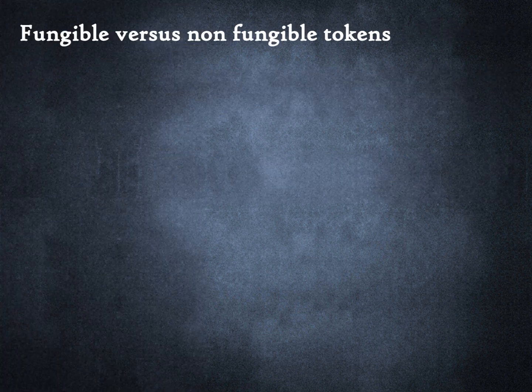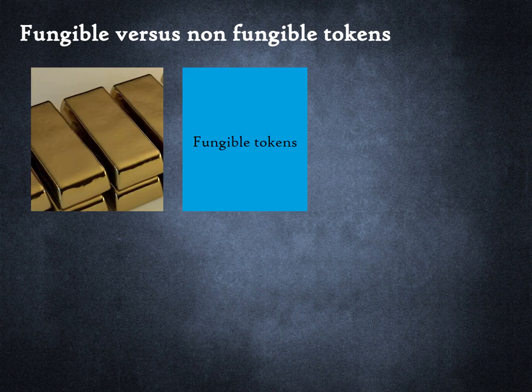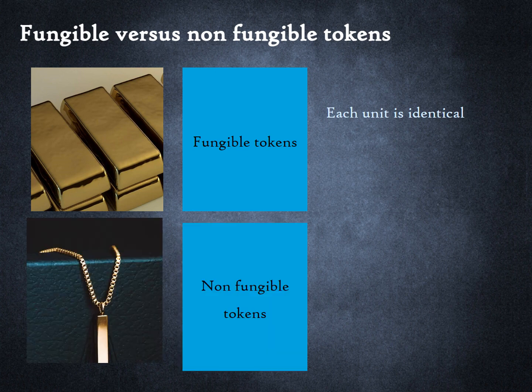So far in this course, we have only dealt with fungible tokens. Fungible tokens are tokens where all units are alike. A physical world example is gold ingots. Native cryptocurrencies like Bitcoin and Ether are fungible tokens. So are ERC20 tokens. Non-fungible tokens or NFTs are tokens where each unit is distinct. A real-world example is gold jewelry. Next, we will see a real-life example of an NFT.